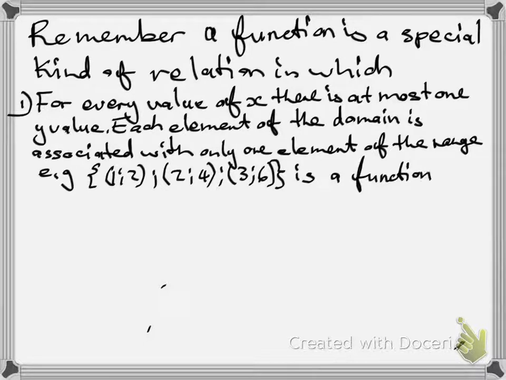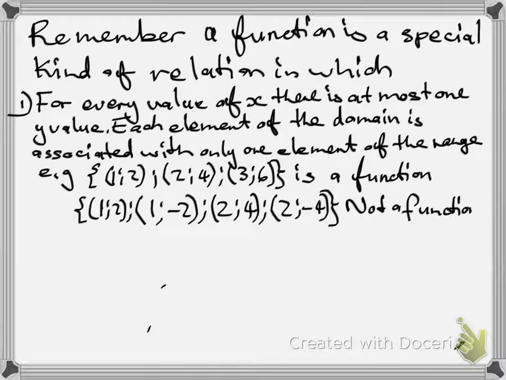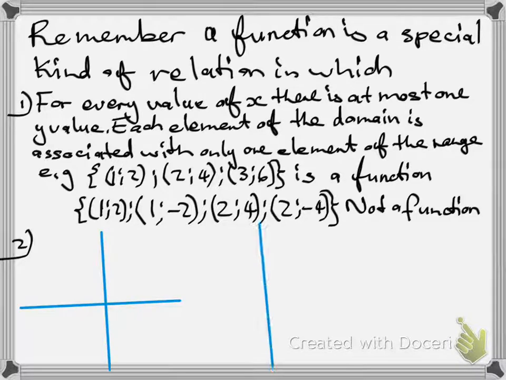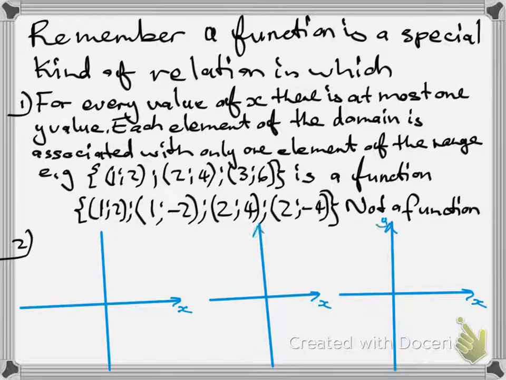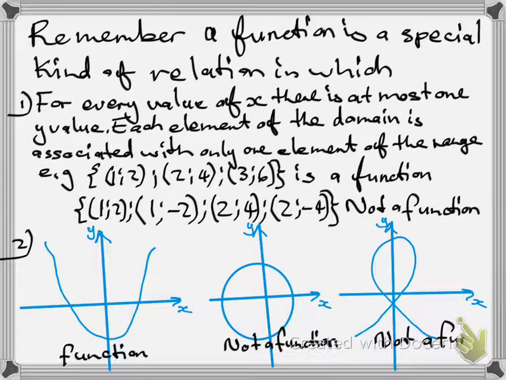So you are given a set of values: x value 1, y value 2, x value 2, y value 4, x value 3, y value 6. That is a function. It's a 1-to-1. In the second one there, you see that it's a many-to-1 and it's a function. So functions will have a mapping of 1 to 1 or many to 1. The moment it becomes 1 to many, it's not a function. So 1 to 1, a function, many to 1, a function, 1 to many, not a function. So you can see here, the first parabola there, it's a function because it's a many to 1.